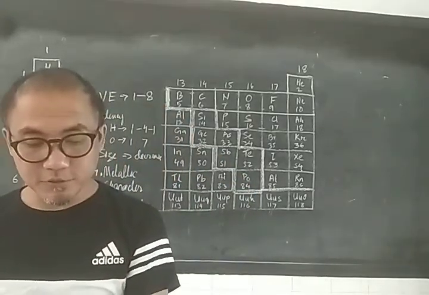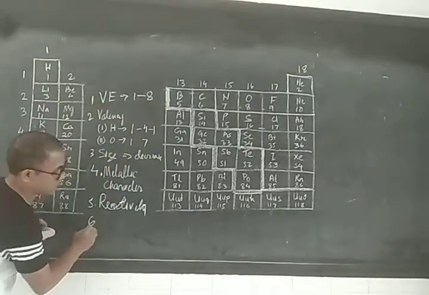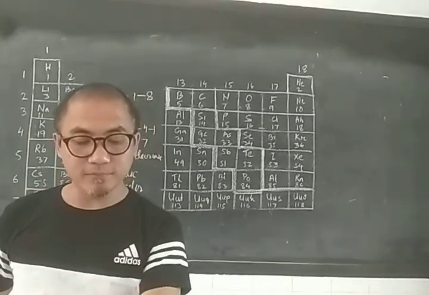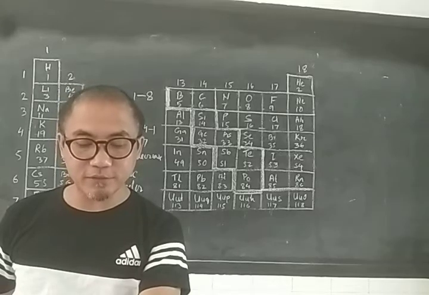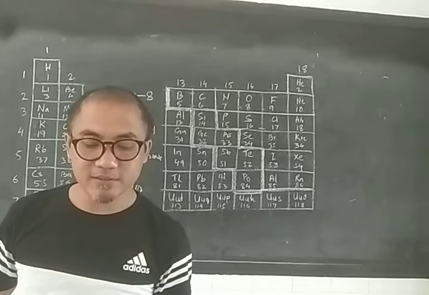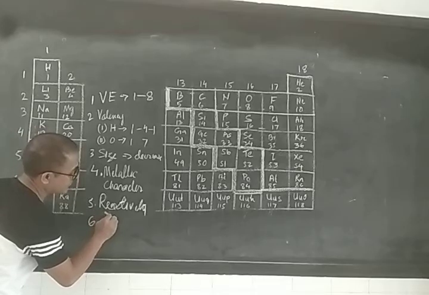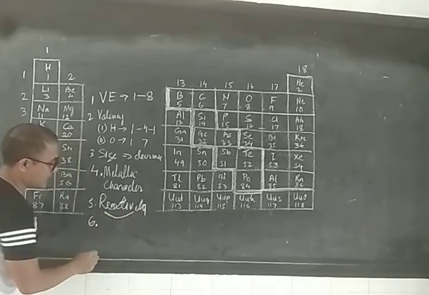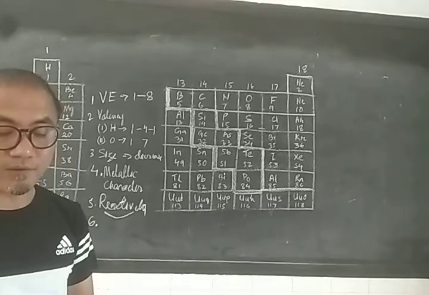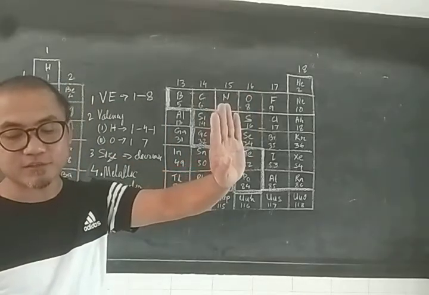Then we will proceed to the sixth part, that is the nature of oxide of an element. As one moves from left to right in a period, the basic nature of its oxide gradually decreases, and the acidic nature of the oxide gradually increases. Same as what we have here, it gradually decreases and increases. Same thing for the nature of oxide.